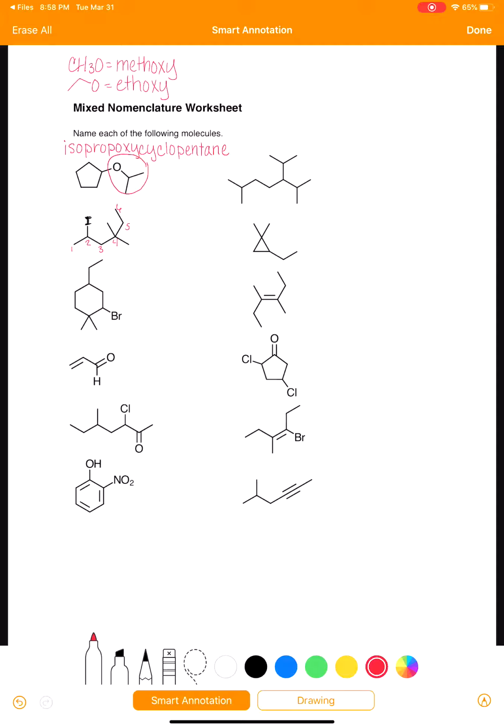Alphabetize our substituents. So iodine comes first. 2-iodo, 4,4-dimethyl hexane.